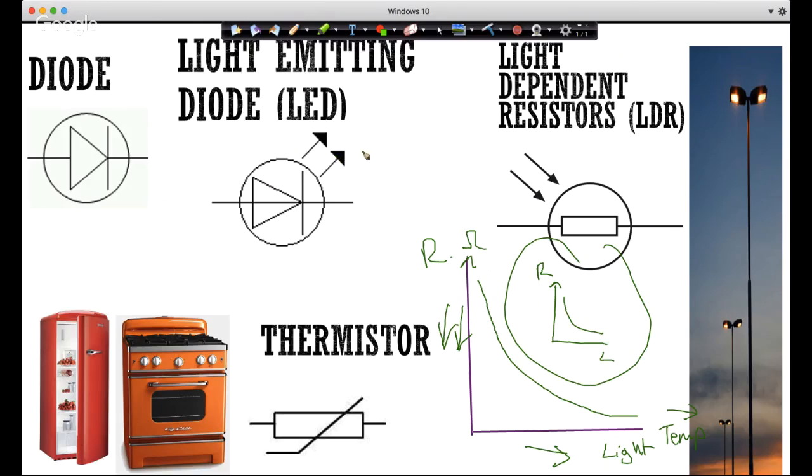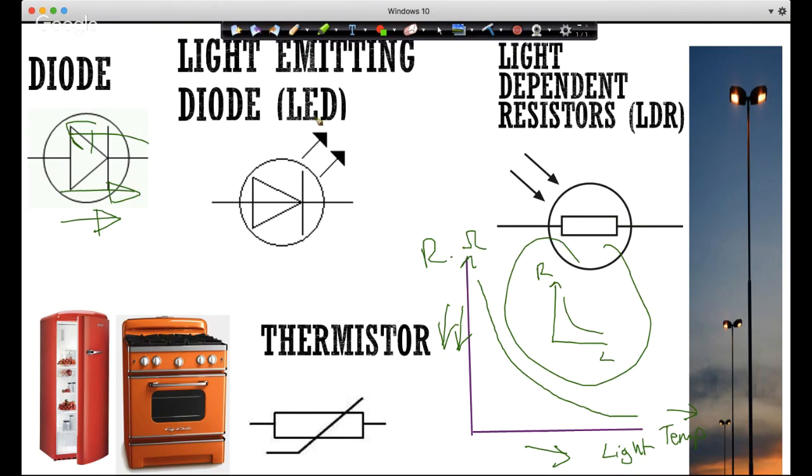Okay, a couple of other things we might want to know. A diode, we're going to have a closer look at in just a second, controls the flow of electricity in the circuit. In this case, it only lets the electrons go through in the forward direction. It won't let them go backwards, which we're going to see a use for in just a second.